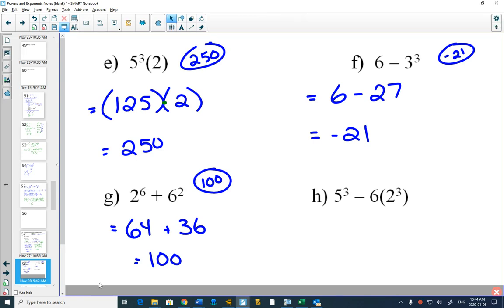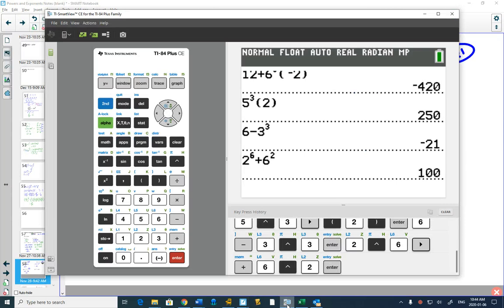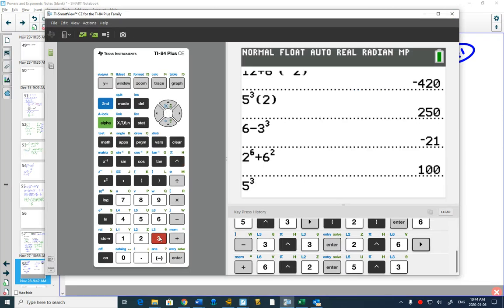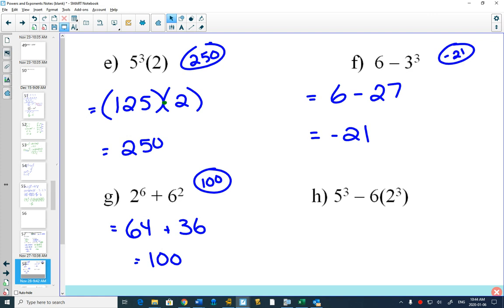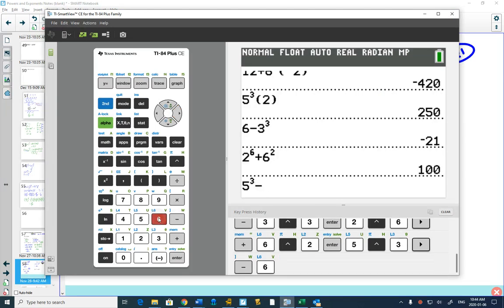5 cubed minus 6 times 2 cubed. Again, you want to write it into your calculator. It's the nice thing about calculators. When I was in school, you couldn't type in the whole thing exactly as you see it. So we just got it wrong and didn't know what was happening. But now, you can type it into the calculator and know why you got it wrong, I guess.